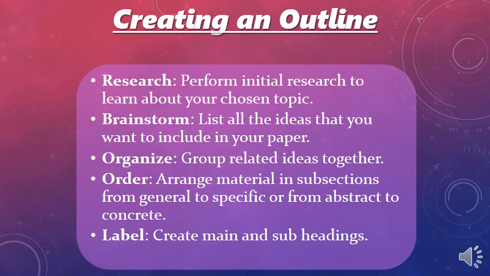So creating an outline. Research. Perform initial research to learn about your chosen topic. Brainstorm. In other words, list all the ideas that you want to include in your paper. Organize. In other words, group related ideas together. Order it and arrange materials in subsections from general to specific. And then label. Create main and subheadings.